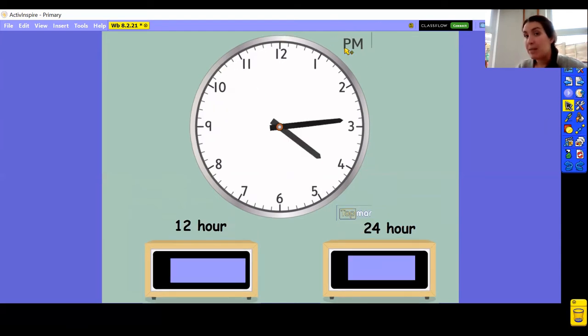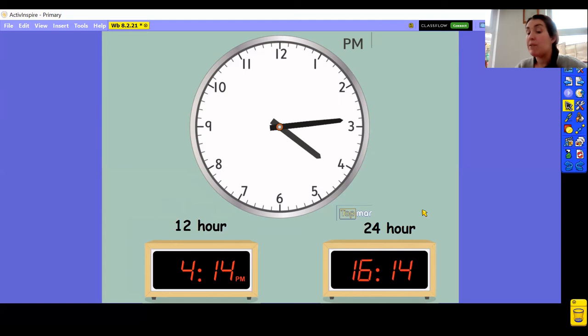Here we've got another PM time, so we know that our 24-hour clock is going to change. Here we've got 14 minutes past 4. So 14 minutes past 4, and they've both got the PM. Well, in a 24-hour clock, we can't have the 4 because that would show AM. So instead, we have 16:14.